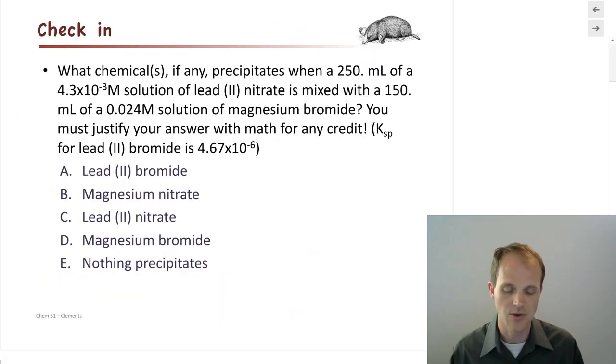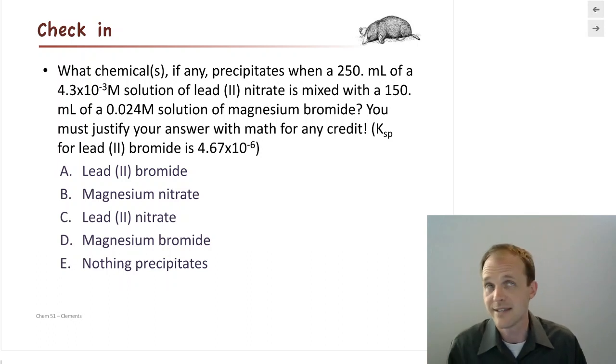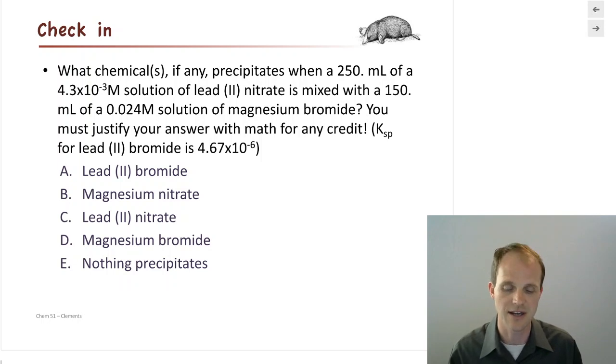So your turn. What chemicals, if any, precipitate when 250 milliliters of a 4.3 times 10 to the minus 3rd molar solution of lead 2 nitrate is mixed with 150 milliliters of 0.024 molar solution of magnesium bromide? You must justify your answer with math for any credit. Of course, credit online when you're, anyway. Just in case you need it, since I didn't want to have you looking things up while you're trying to do this stuff, the KSP for lead 2 bromide is 4.67 times 10 to the minus 6. All right, go.